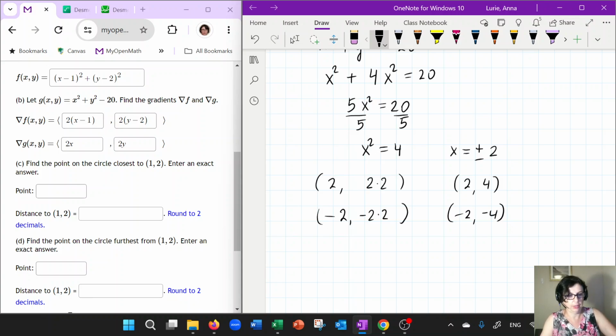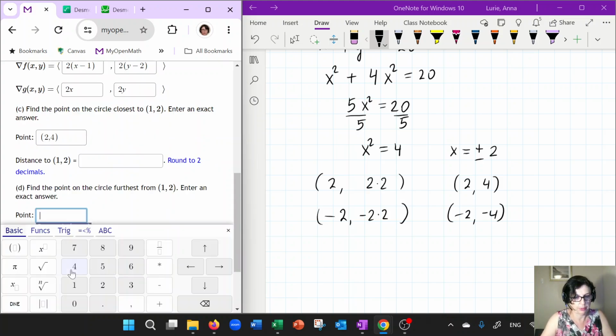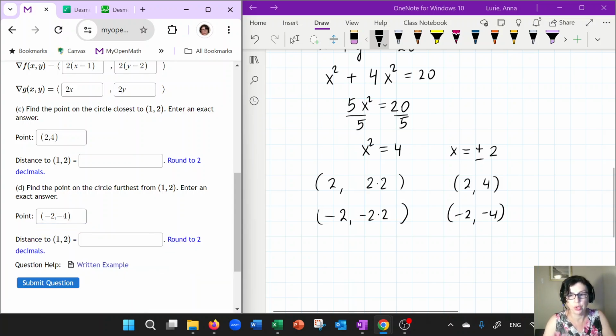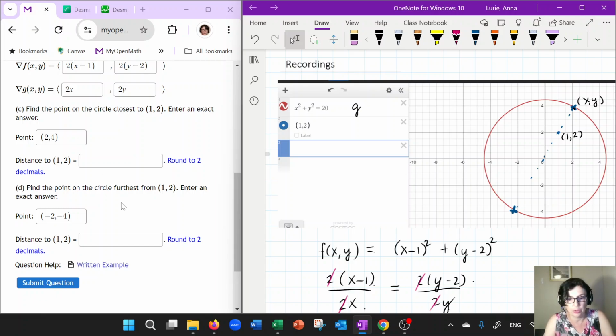So my points are (2, 4) and (-2, -4). Okay, so let's see if we can put that here. If you have your square roots, just put them just like that. Now, why am I putting (2, 4) as the closest point? I just look at it geometrically. I can see that this point with positive coordinates is closest, and the other one is with negative coordinates. But you can tell by looking at the distances. Whichever one is smaller, that's going to be the closest, and the other one will be the furthest.